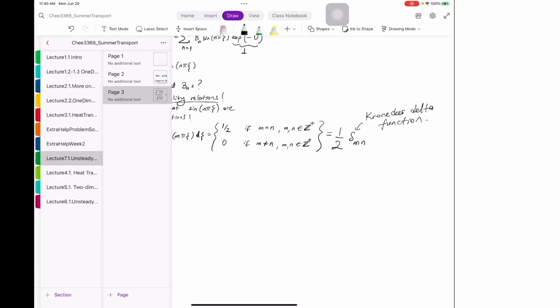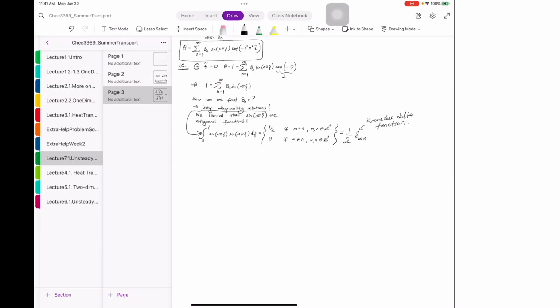It's similar to the Dirac delta function, but the Dirac delta function is for continuous variables like x and y. But the Kronecker delta is for discrete values like integers m and n. Okay.